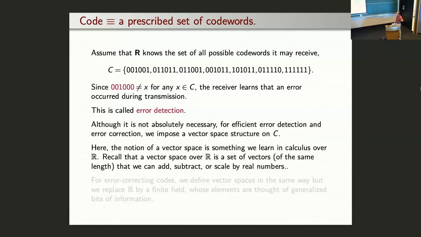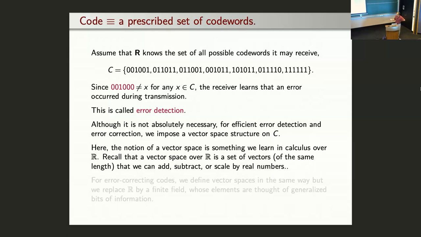Now, although you can build codes which do not rely on any external structure, it's better to have some sort of algebraic structure on your code so that you can manipulate it faster to detect and correct errors. So from now on, we will focus on codes or lookup tables that have some additional algebraic structure on them.